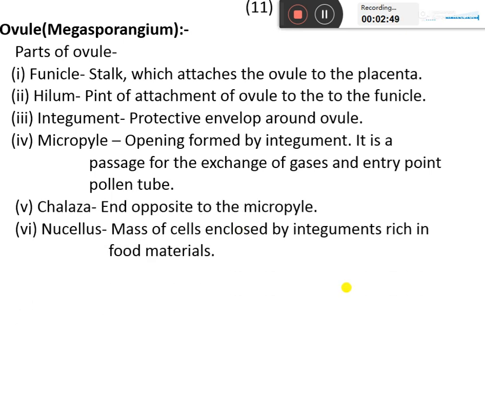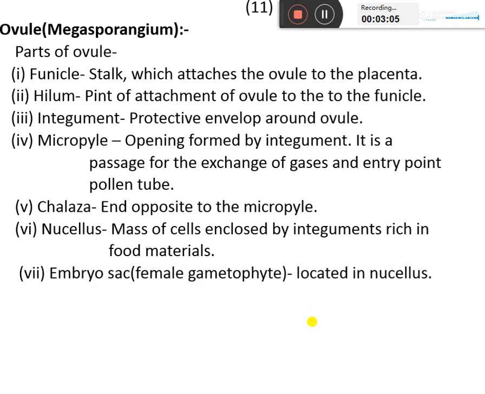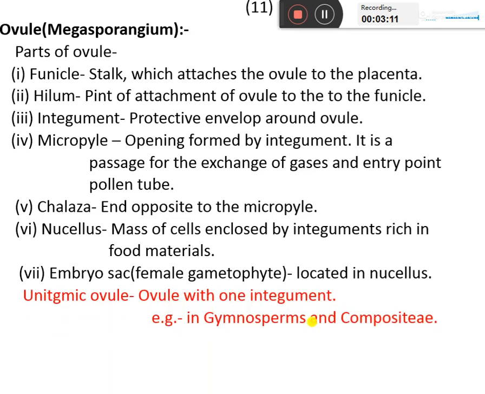The chalaza is opposite to the micropyle, and the nucellus is a mass present inside the integuments. One of the cells of the nucellus develops into the embryo sac. The embryo sac is the female gametophyte. It's located inside the nucellus.